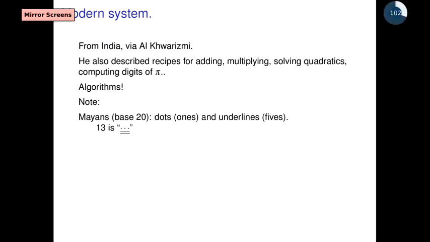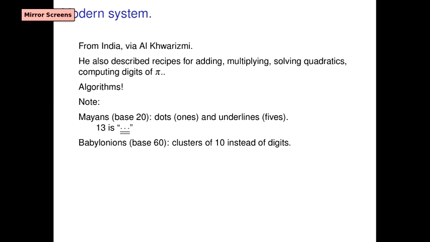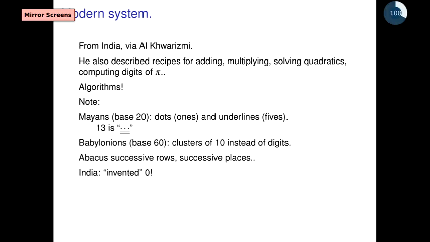So there's dots and underlines. So this would be 13. They would do 5s and 3s. The Babylonians use base 60. These things, people are the same. We all are really in a mad pursuit for efficient algorithms. So together, all cultures, right? So we have all these things.